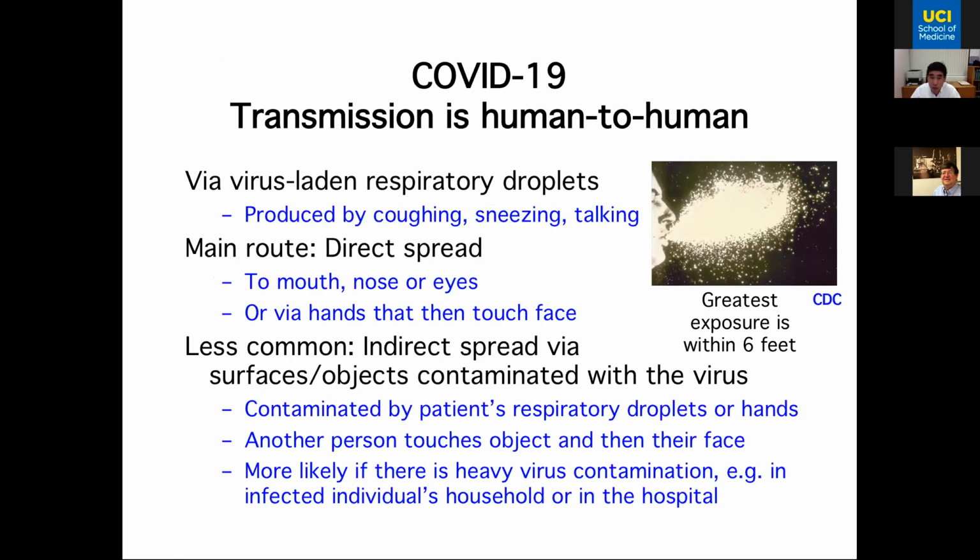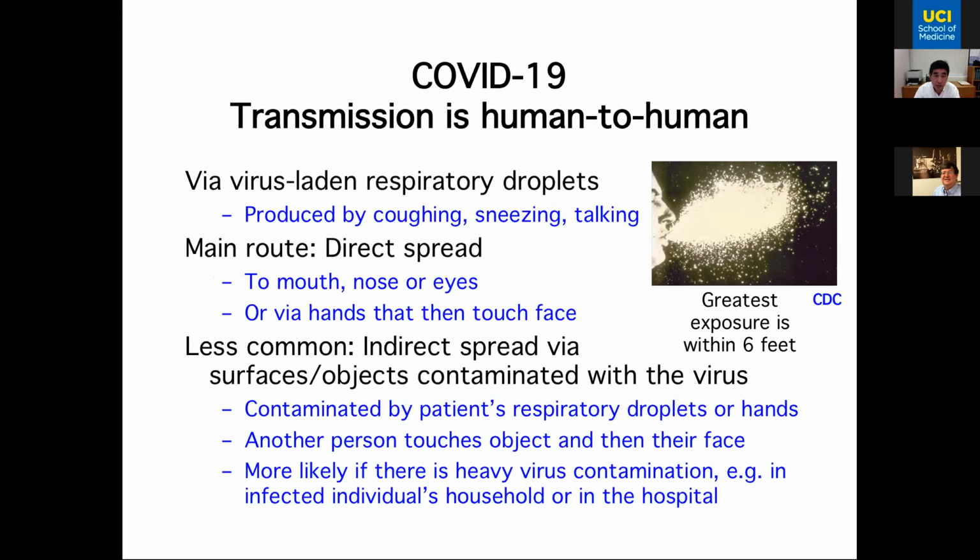Let's talk about transmission. We've learned a lot about transmission in the past month. So the transmission is human to human. Although the virus is thought to originally have been an animal virus, maybe from a bat, the transmission now is just human to human. And it's a respiratory infection. The vehicle of transmission are respiratory droplets. The viruses are in these droplets. They're produced by an infected individual who is coughing, sneezing, or talking.